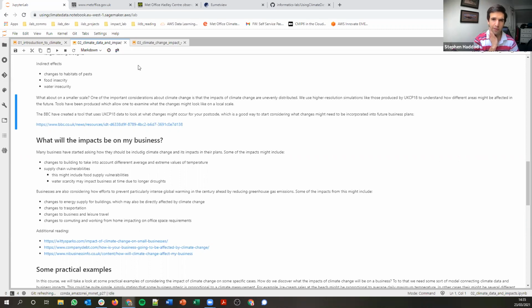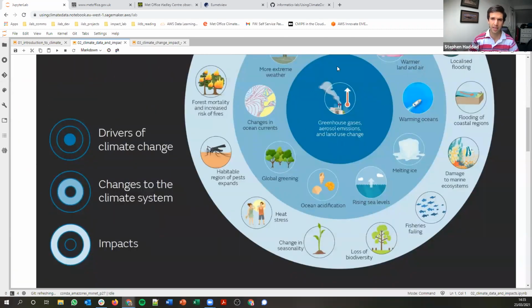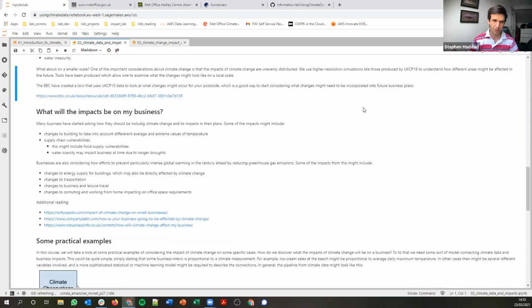Some of the impacts come from the need to reduce greenhouse gas emissions, that is, reduce the drivers of climate change in this diagram over here. So, for example, small businesses might take into account changes to energy supplies for buildings, and indeed the way we supply energy might also be affected by climate change, as we'll see in a moment. Changes to how transportation works and what energy is used, changes to how people travel for business and leisure might affect small businesses, and changes to how people commute or work from home due to energy requirements and the effect that might have on, say, office space.